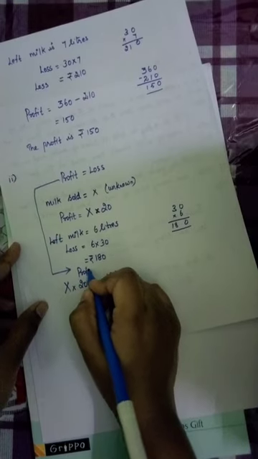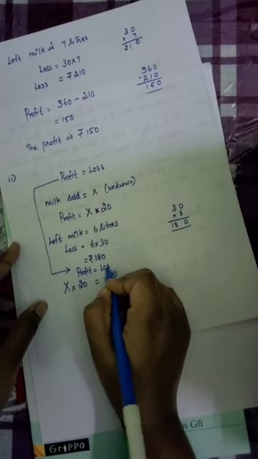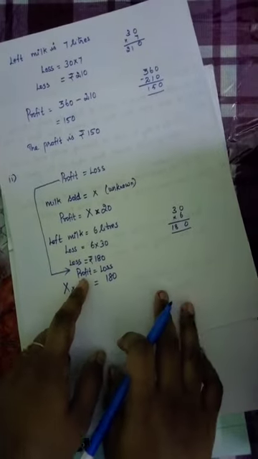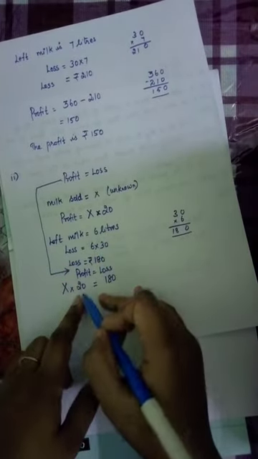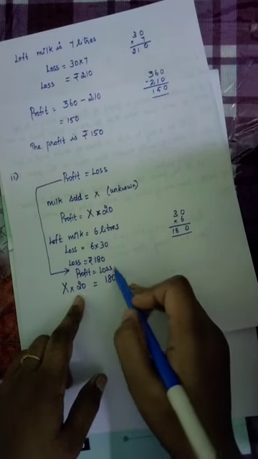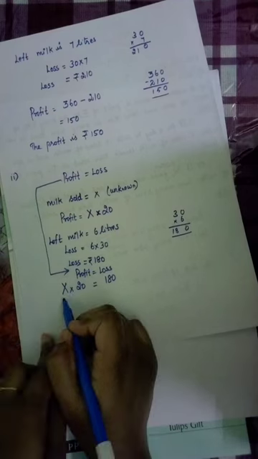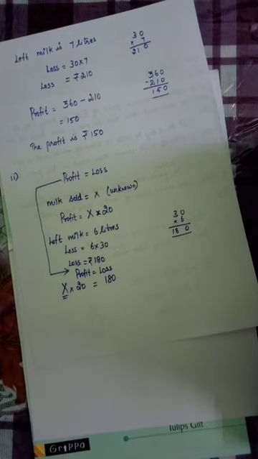Profit is equal to loss. So what is profit? X into 20, I am writing here. Then loss is 180, we found that loss is 180. Next we are going to find the value of x.